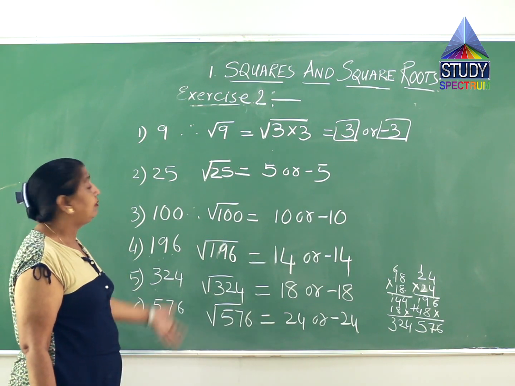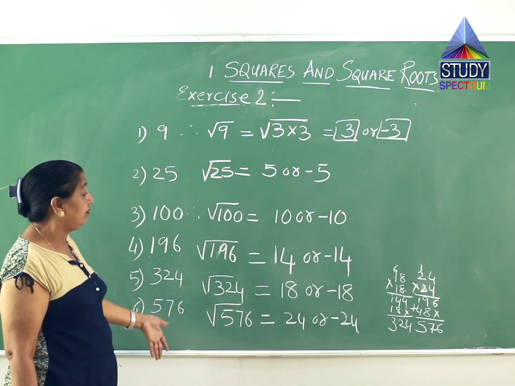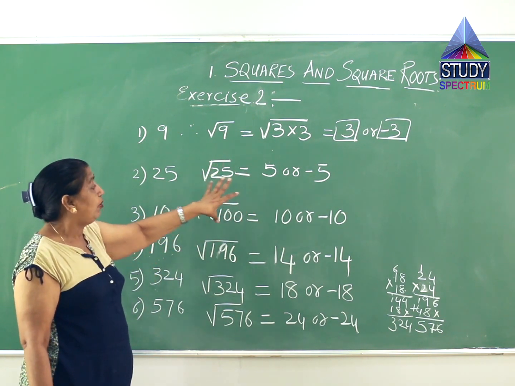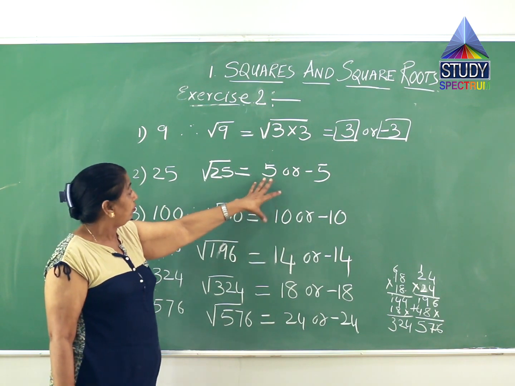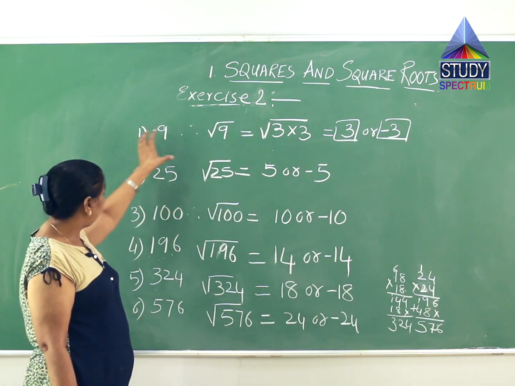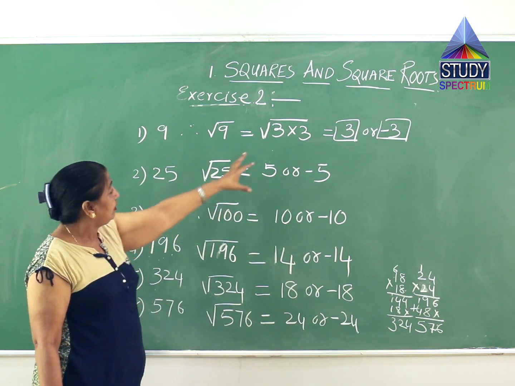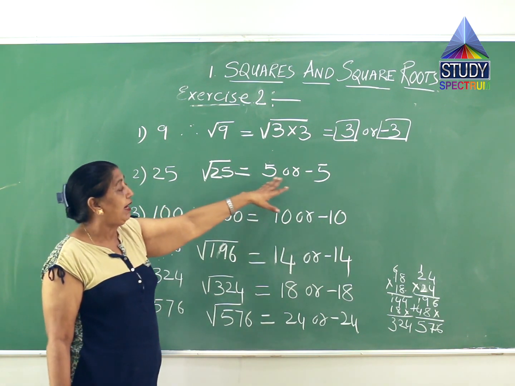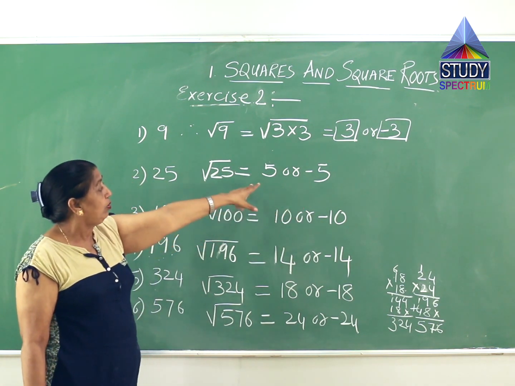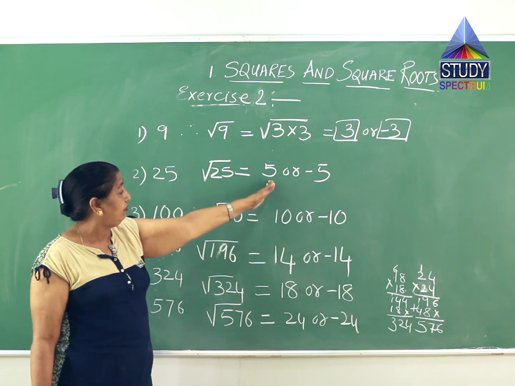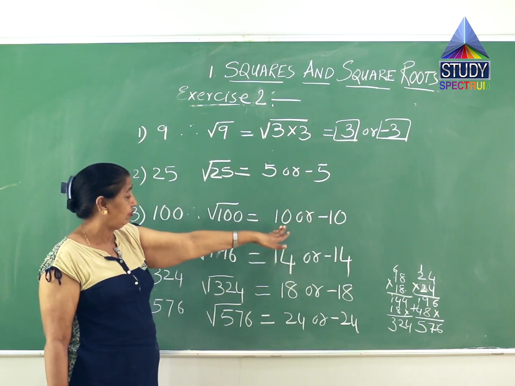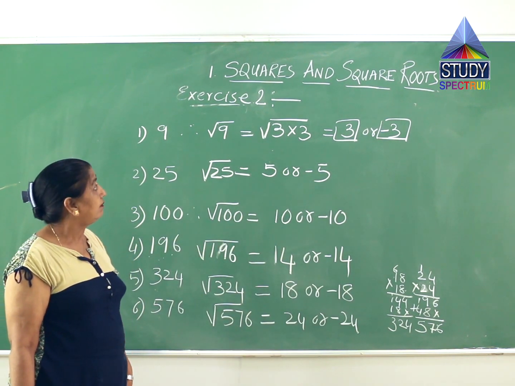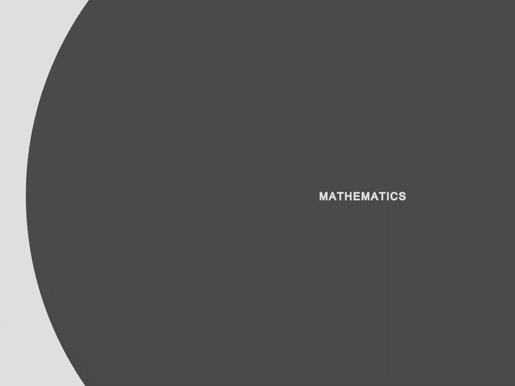Now children, I think it is clear by this concept that every perfect square has positive and negative roots. These are perfect squares, as they have the same number multiplied by itself giving you this number. So it has positive and negative roots, and both are opposite of each other. 5 is opposite of minus 5, or minus 10 is opposite of 10, the same way. So I think it's clear by this. Let's start with the next one.